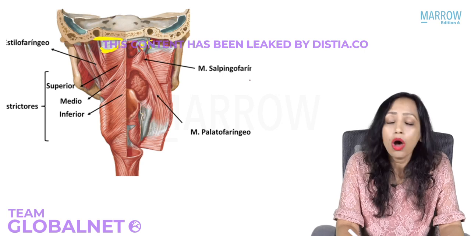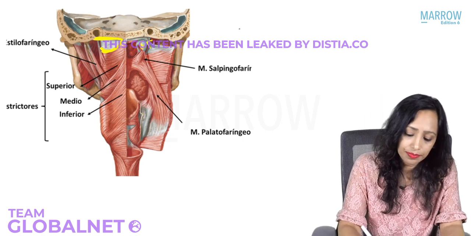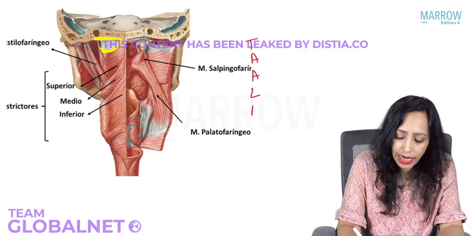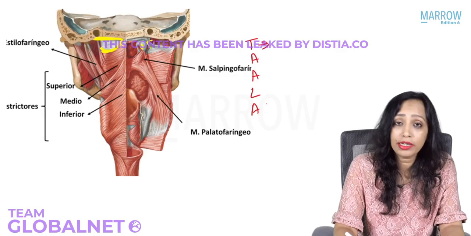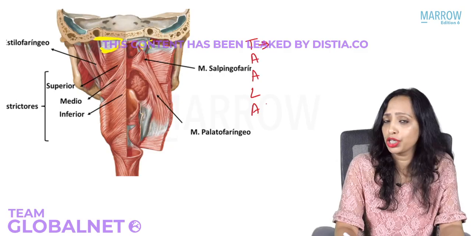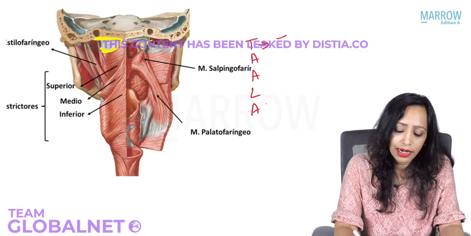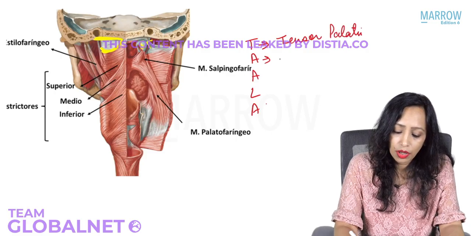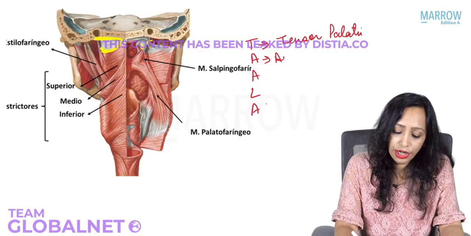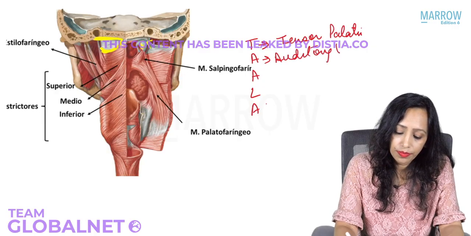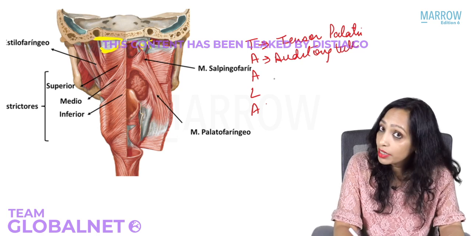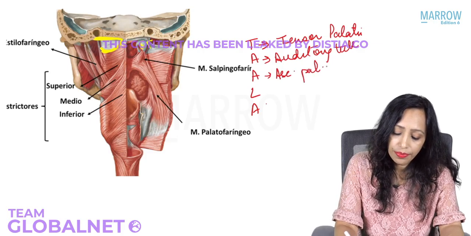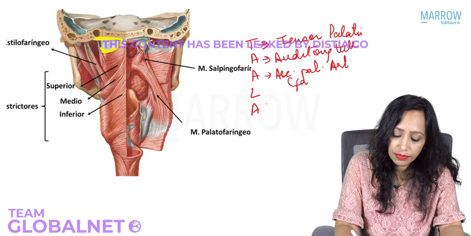You can just remember it like this, or you can remember it by the mnemonic TAALA. The structures that pass through the sinus of Morgagni are TAALA, T-A-A-L-A. What is TAALA? T, now that I have told you it is the eustachian tube along with the muscles of the eustachian tube, you know the answer. What is T? T is tensor palati. A is the auditory tube. Along with that, we have another A, and that is the ascending palatine artery, a branch of facial.